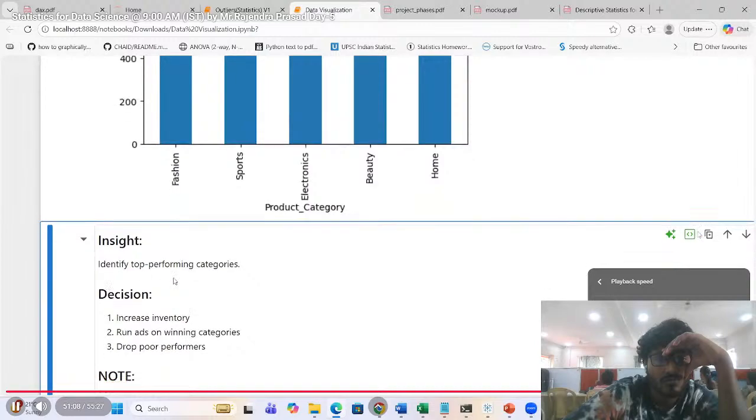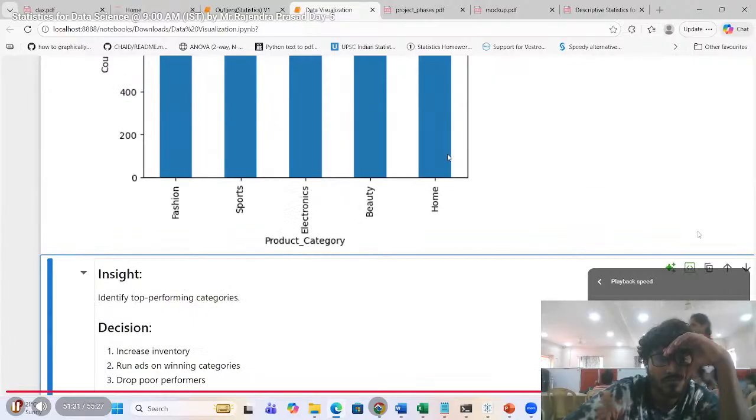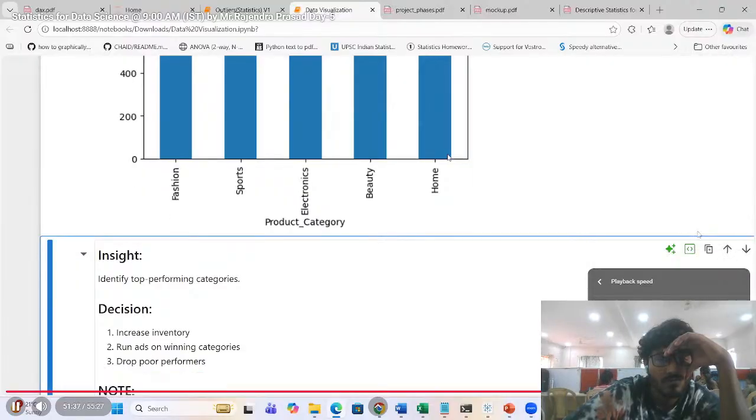See, identify the top performing categories. So decision: increase the inventory for fashion. Yes or no? Run ads on winning categories. Try to do more advertisements for the top categories. Drop the poor performers. Stop manufacturing home accessories, or even stop doing advertisement because nobody is willing to buy that. You get my point? So that's how you can take the decision.